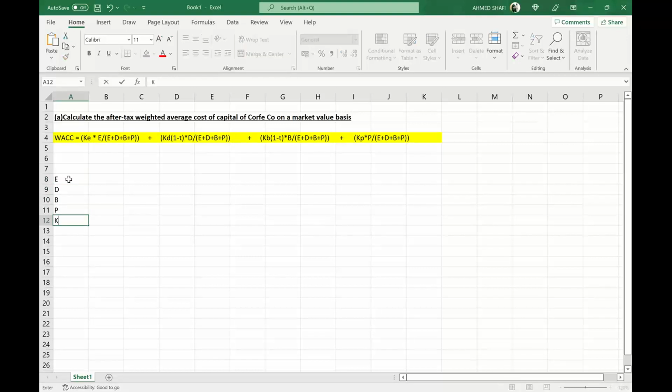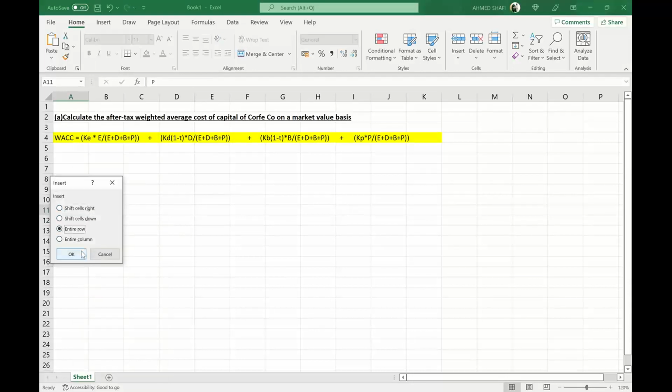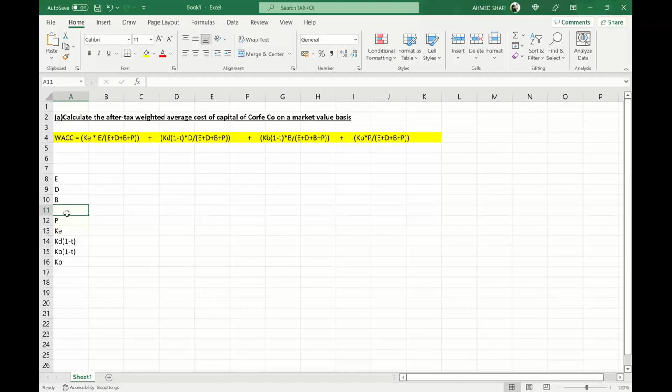You need these four. And then you need KE, KD, KB1 minus T, and KB. By looking at the information, you can see that you need E, D, B, and P. How will I know which variables I need? I will look at the equation. I will be needing E, D, B, and P.